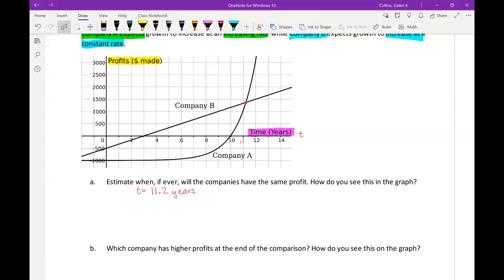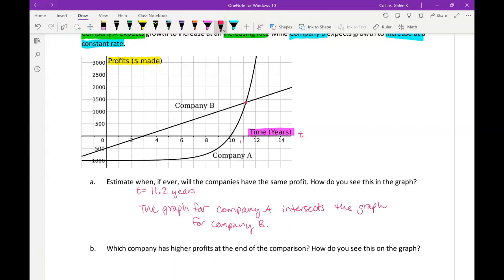And then how do we see this in the graph? Well, this is where the graph for company A intersects the graph for company B. There's probably a way we could say that a little bit better, talk about profit, but it is the point of intersection.